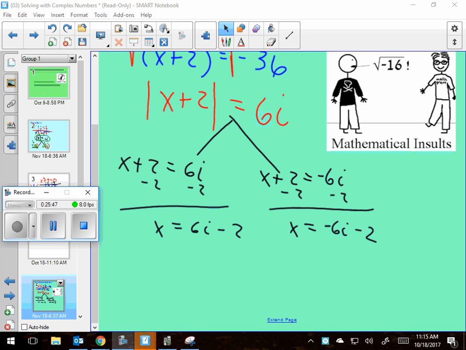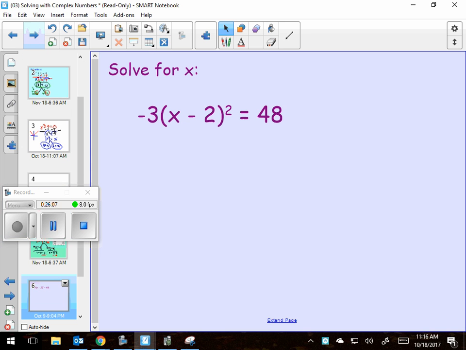Yes? Oh, yes, I should. Now, again, I wouldn't have marked this wrong, but I really should have the negative 2 plus 6i. Thank you. And negative 2 minus 6i, because technically the real number is supposed to be first. Good point. Okay, let's go to the next page.